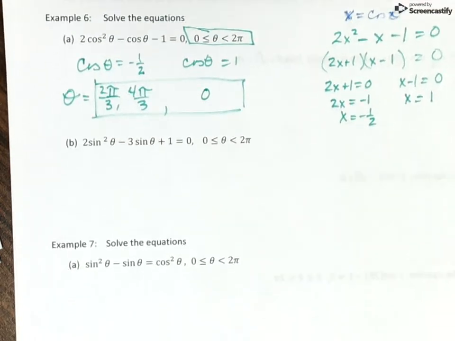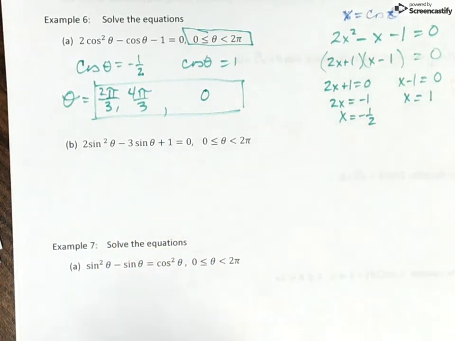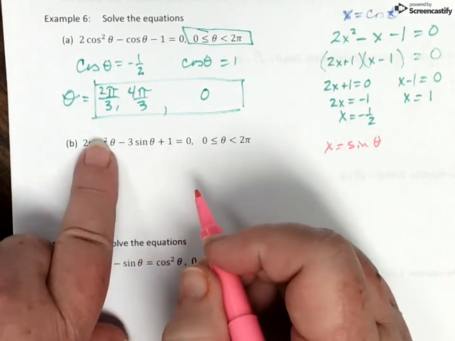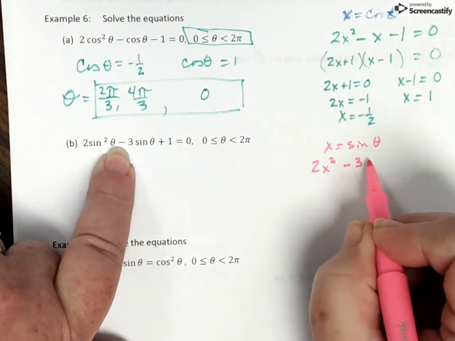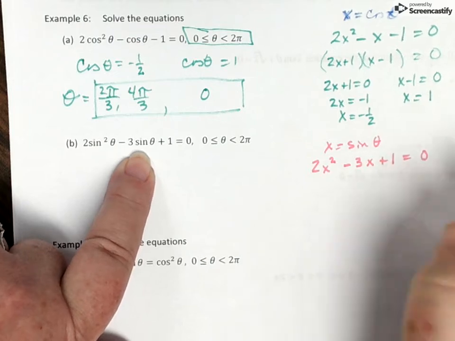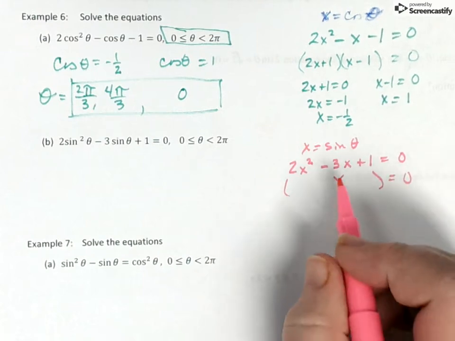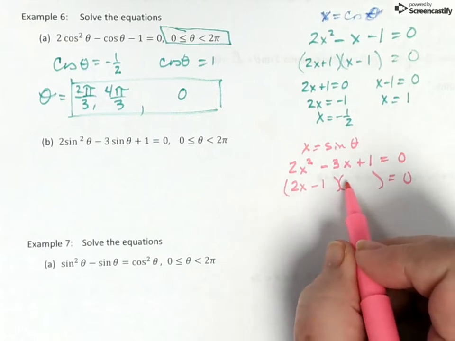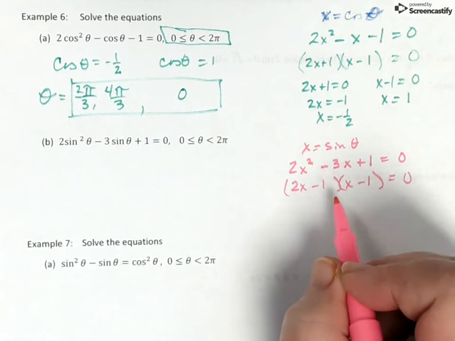Okay, so let's look at 6b. Once again, we need to factor it, only now I'm going to state that x equals sine of theta, because there are sine thetas in all the terms. And I'm going to rewrite the problem as 2x squared minus 3x plus 1 equals 0. And we're going to factor that out. If you're not sure how to factor it, come and see me. But I need you to know that (2x minus 1) times (x minus 1) is the factorization of this problem.